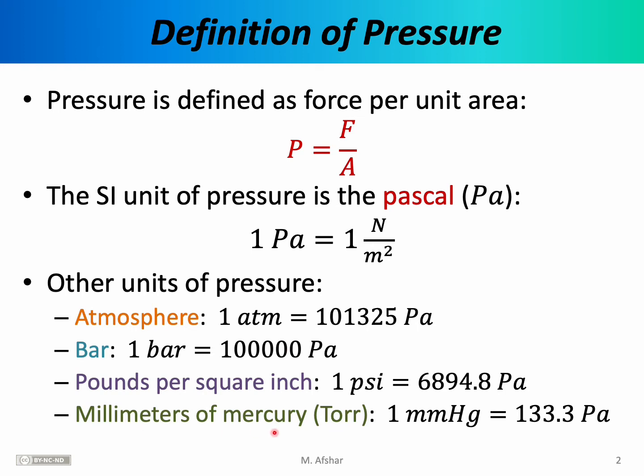Biologists often prefer using millimeters of mercury, which is written as mmHg. The mm refers to millimeters, and the Hg is the periodic table symbol for mercury. 1 millimeter of mercury is equal to 133.3 pascals. A millimeter of mercury is also known as a torr, named in honor of the Italian scientist Evangelista Torricelli. If you've ever had your blood pressure measured at a doctor's office and got a number something like 120/80, those numbers refer to your blood pressure in millimeters of mercury.